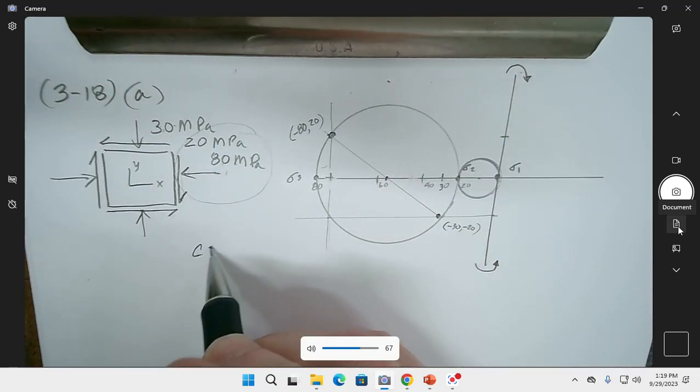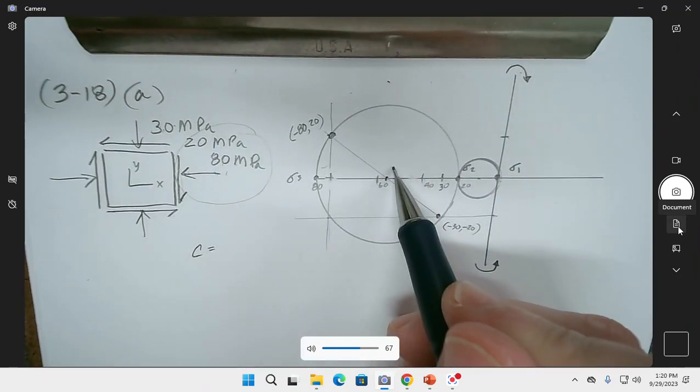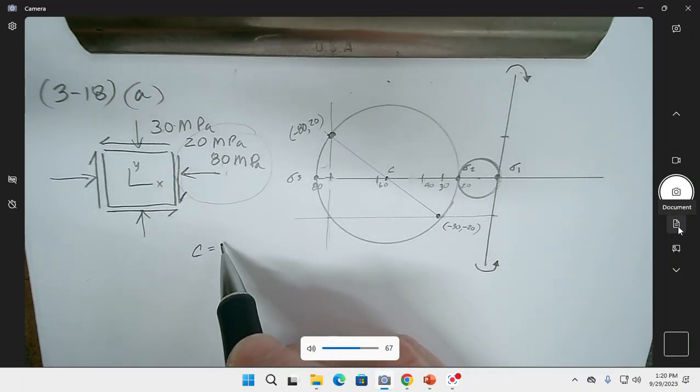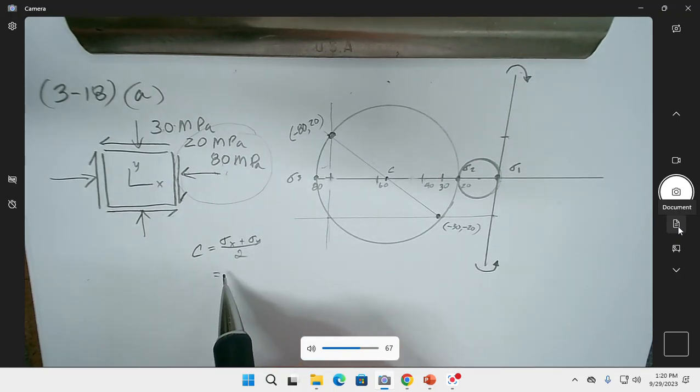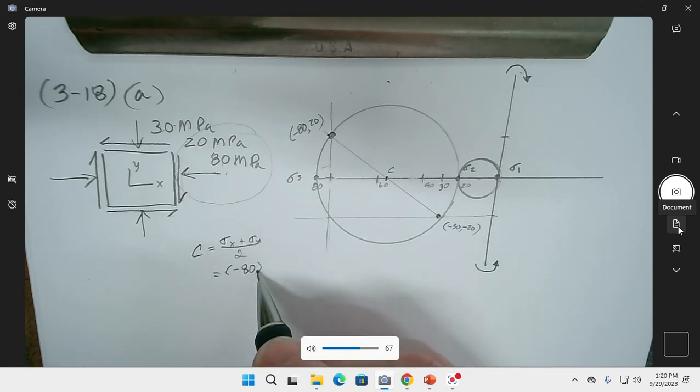So the first number I would pick out is the center, C. And that's just going to be sigma x plus sigma y over 2. So for us, that's going to be a negative 80 plus a negative 30 over 2.